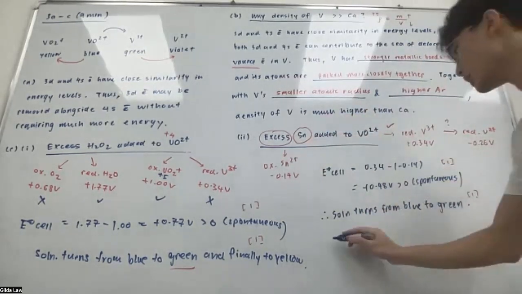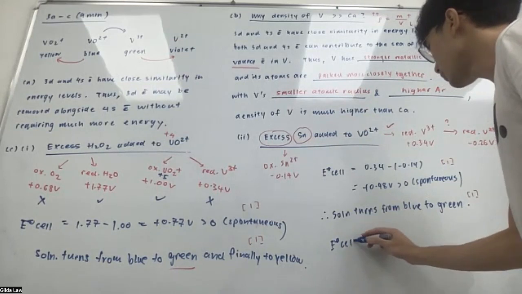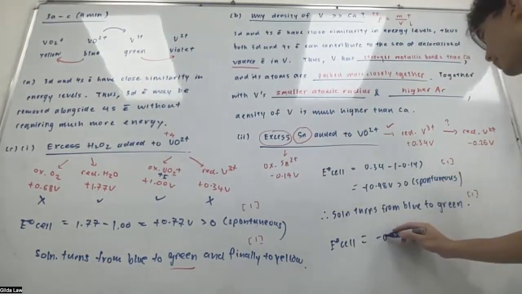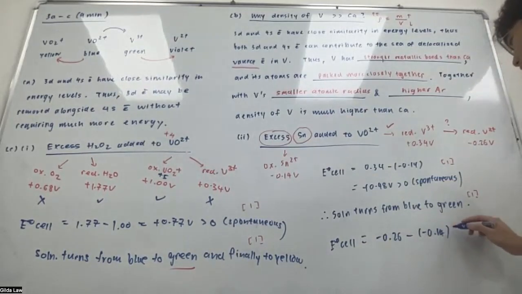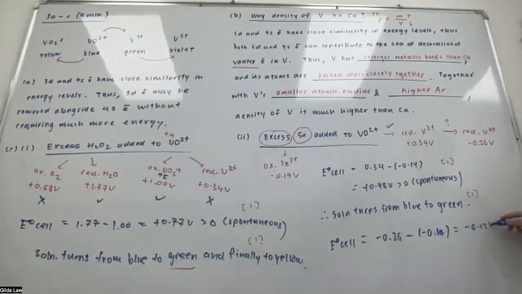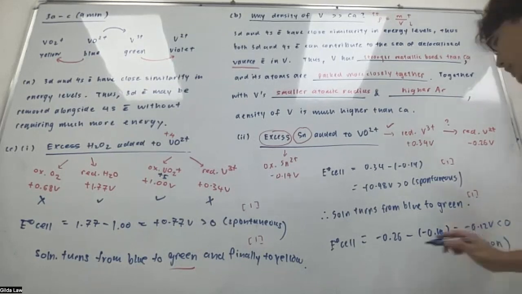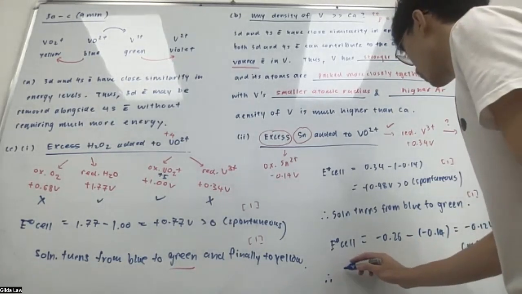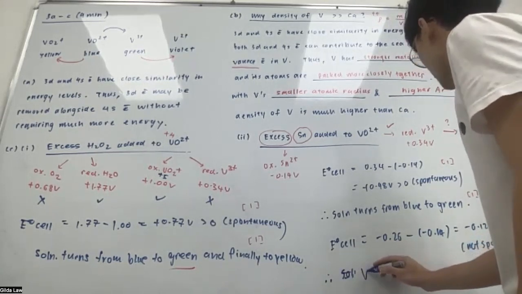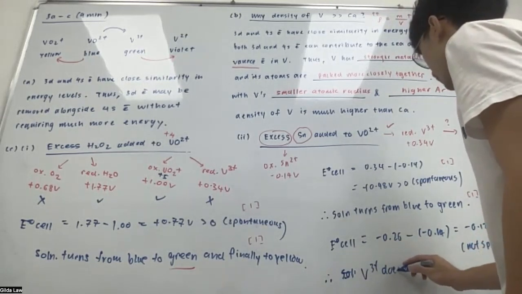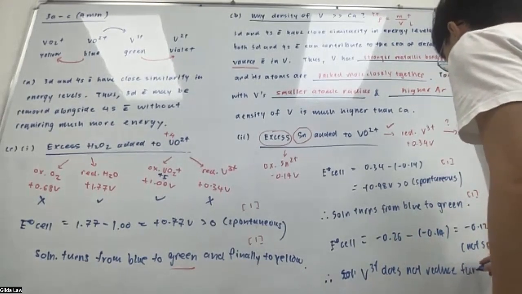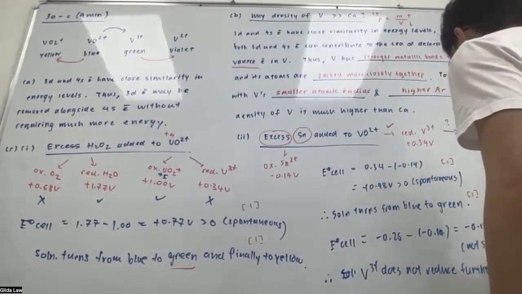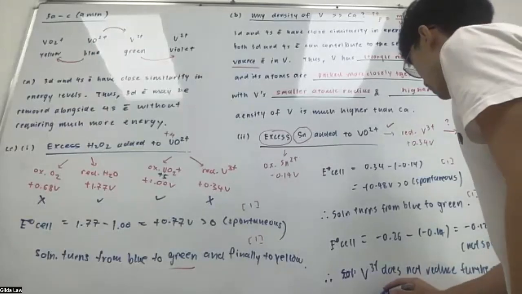So last but not least, E naught cell. Reduction minus oxidation. You get the negative value, then you can stop. Not spontaneous. Then just give me one final statement. This part is 1 mark. So the solution, or you can just tell me V3 plus does not reduce further to V2 plus. So the solution just remains green.